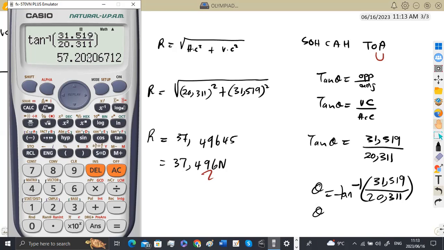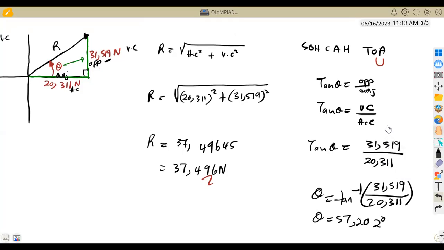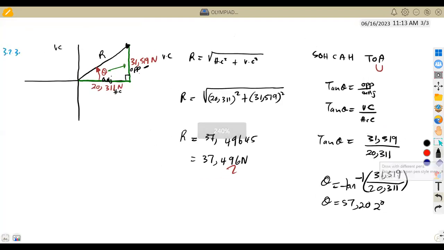That will be 202. All right, so we are going to obtain our theta as 57,202 degrees. So this is what we are going to have as our theta. Meaning to say, our resultant at the end, our R, which is representing our resultant, can be given as the resultant that we got here, which is 37,496 Newton.